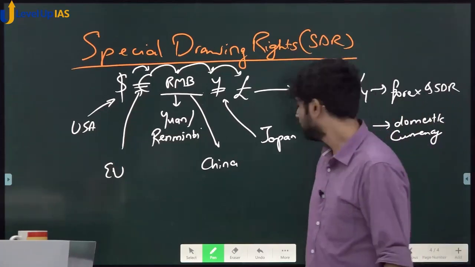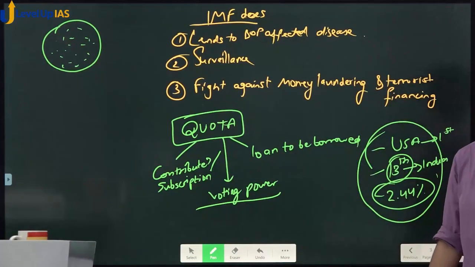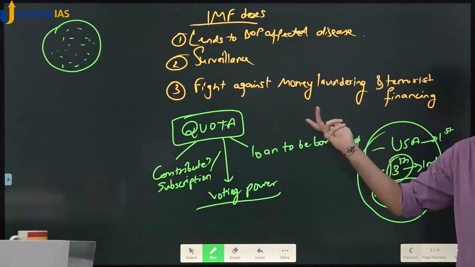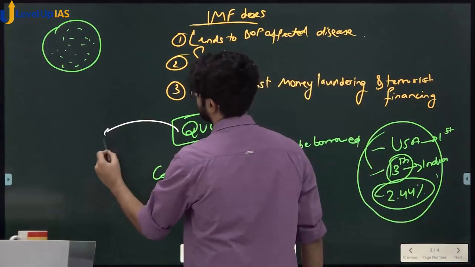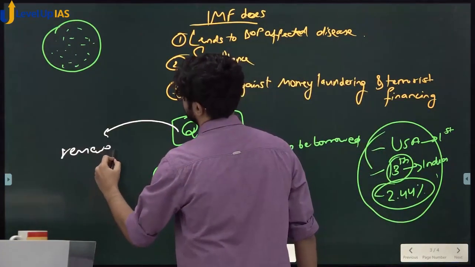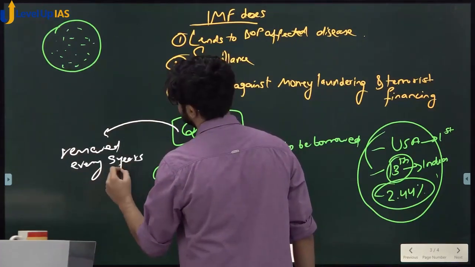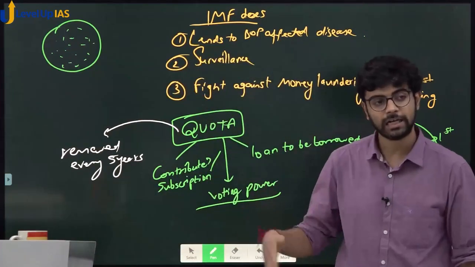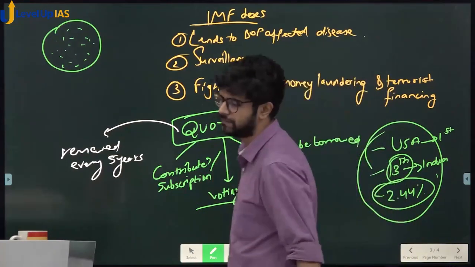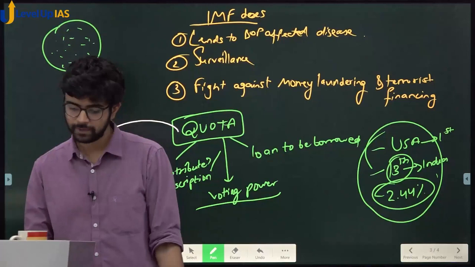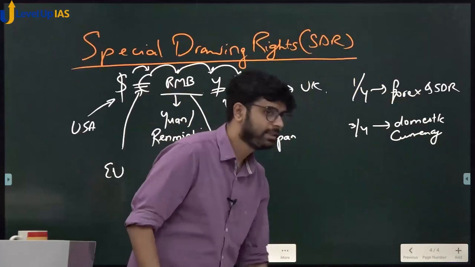Now, this quota, do you think it has to remain static or be reviewed? The size of the economy changes. Today we are bigger than what we were in 1944. So this is reviewed, on paper, every 5 years. Sometimes the decisions are delayed, so it can be reviewed in 10 years also, but on paper it is reviewed every 5 years. Did you understand SDR?